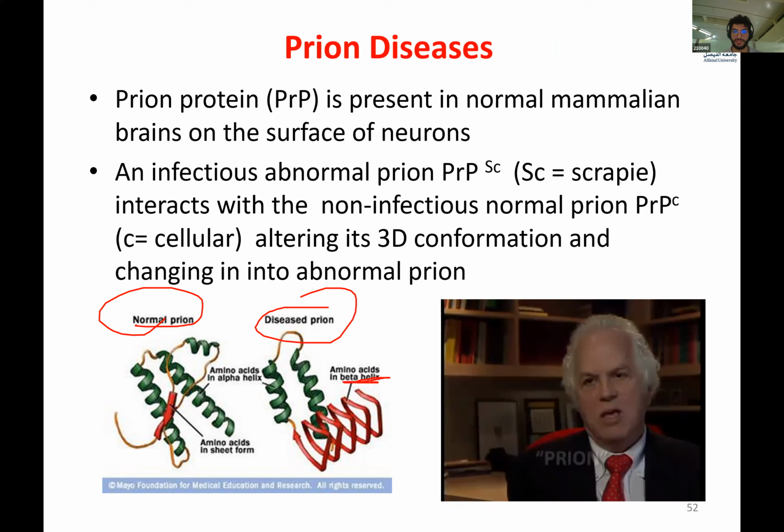Again, if you notice, beta helix, beta pleated sheets. Again, it used to be alpha helix. It turned into a beta pleated sheet. All right, great.